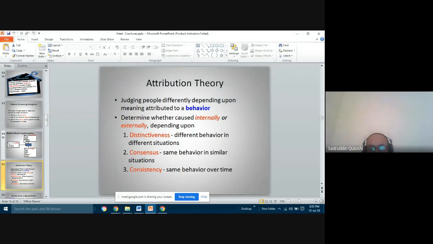For example, if you behave in all sorts of situations, whatever the situation might be, in the same way over a period of time, that means you are a consistent person. There is a consistency in your behavior. You do not change your behavior over a period of time, whatever the conditions or the situation might be. You all the time behave in a very consistent manner. So this means that you are a consistent person.